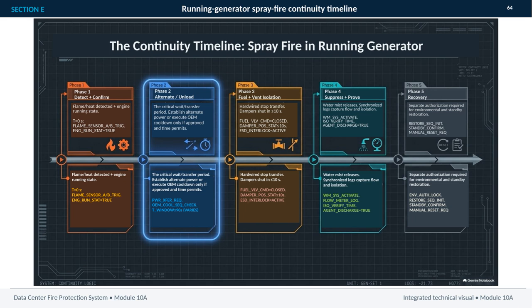Finally, recovery is deliberately controlled. Environmental and standby restoration require separate authorization, followed by the restoration sequence, standby confirmation, and a manual reset. The key principle is staged action, verified by both equipment status and recorded evidence.